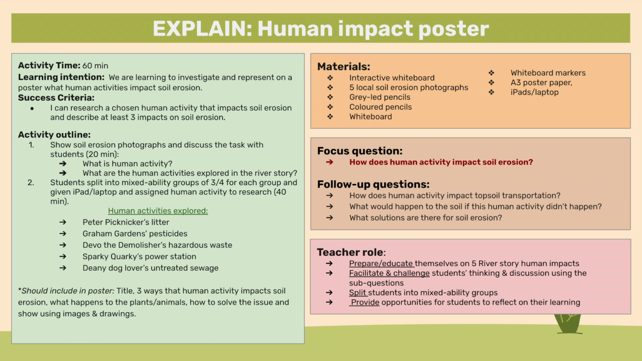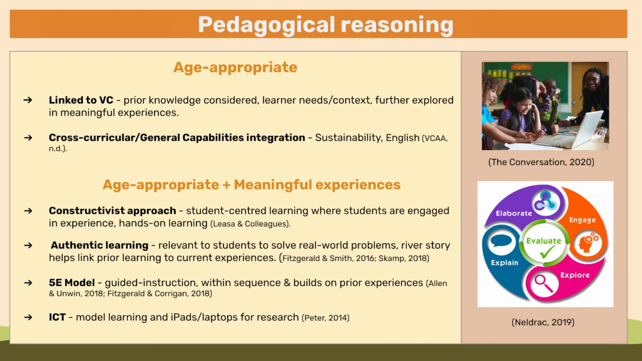Firstly, we acknowledge from our own experiences and Fitzgerald and Corrigan that classrooms are diverse, and learner backgrounds, context and relevance should be considered to ensure students learn effectively for age-appropriate and meaningful science learning. Both our activities are age-appropriate because they're directly linked to the Victorian curriculum. For example, the Explore activity addressed erosion surfaces, whereas the Explain activity focused on exploring the local area and addressing human impacts of soil erosion. We included the cross-curricular descriptor sustainability in English for the informative poster, as Fitzgerald and Corrigan argue that effective science learning takes place in an integrated way.